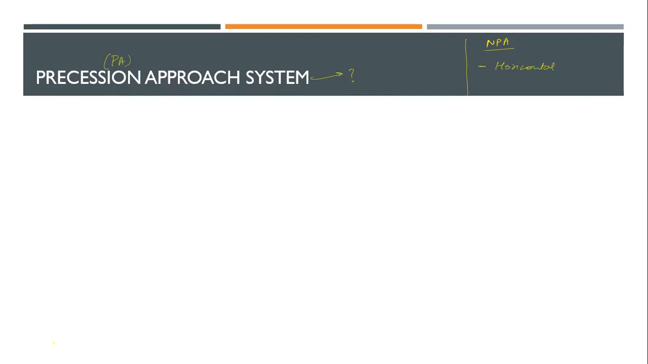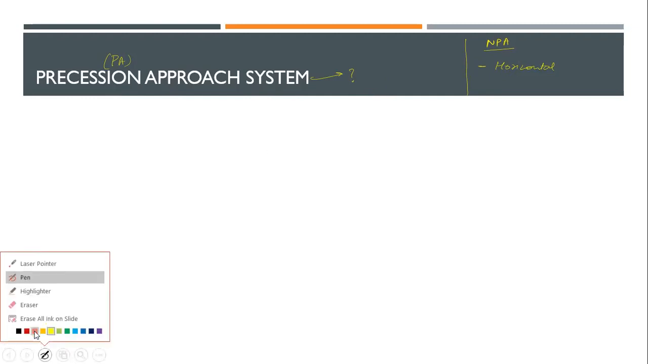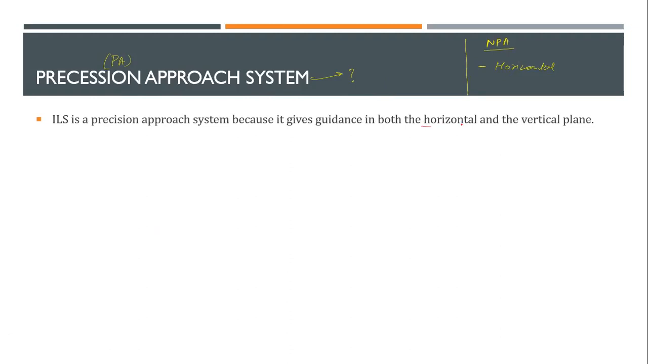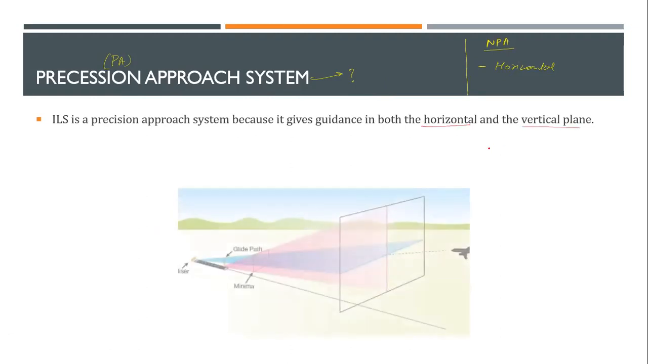So this system is one of the precision approach systems. Why? Because it is giving us guidance in both the horizontal and vertical plane. If you see this diagram, you'll understand more here. This is the runway. You can see the aircraft coming in for landing. Now, if you see, it makes a square shape in order to provide the aircraft guidance.